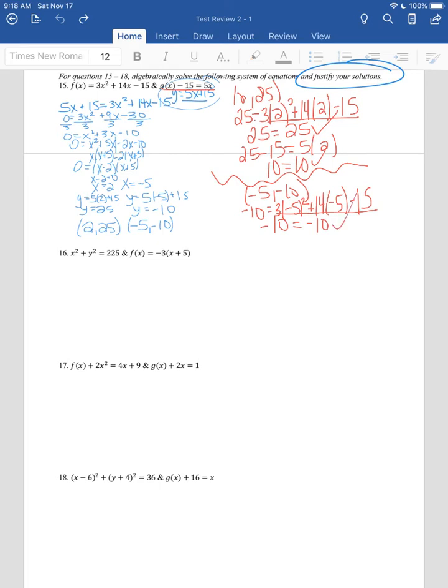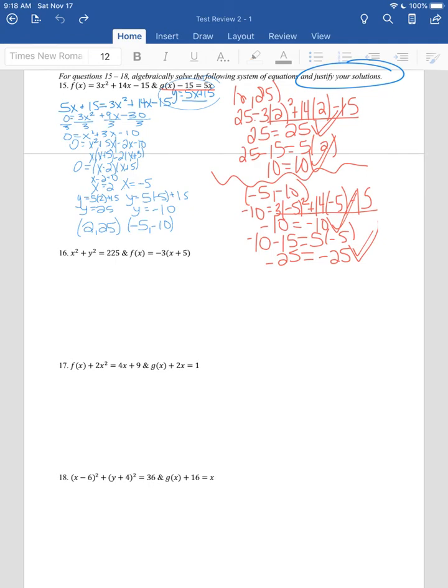It works. Now I'm going to do the linear. So negative 10 minus 15 equals 5 times negative 5. Over here I get negative 25 equals negative 25. Good to go. That is my second check. So if you look, I have 1, 2, 3, 4 check marks: 2 points, 2 equations to plug into.